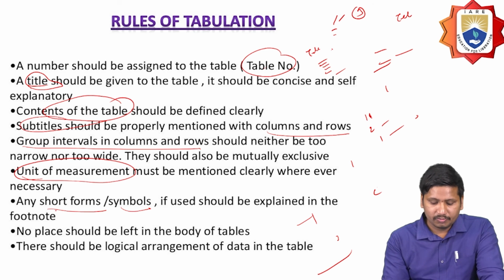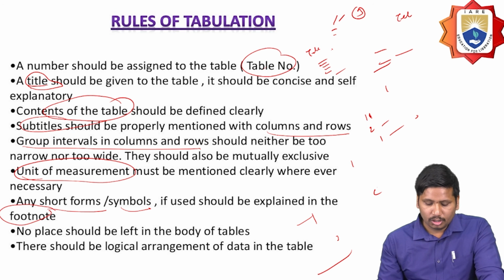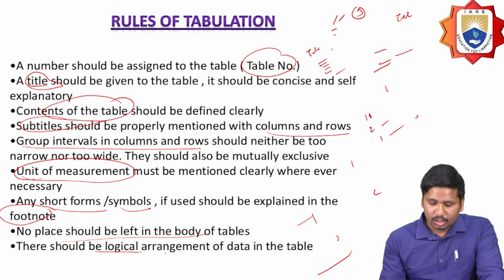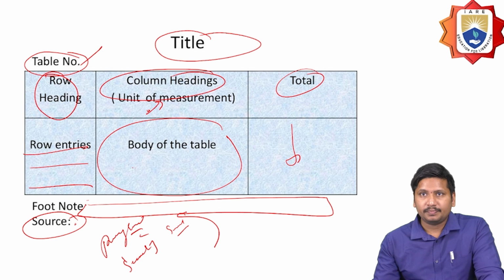And then units of measurement are also very important, and any short forms or symbols have to be specified at the end of the table, what we call a footnote. And no place should be left blank in the body of the table, and all the time you have to arrange the data in a logical arrangement. And this is the simple view of the table.